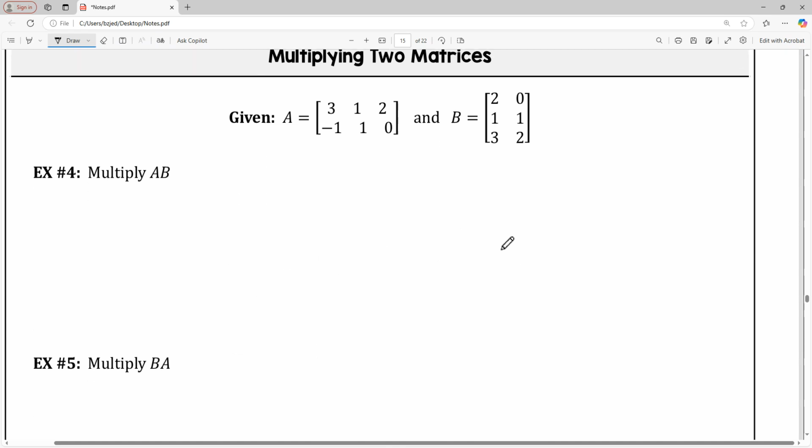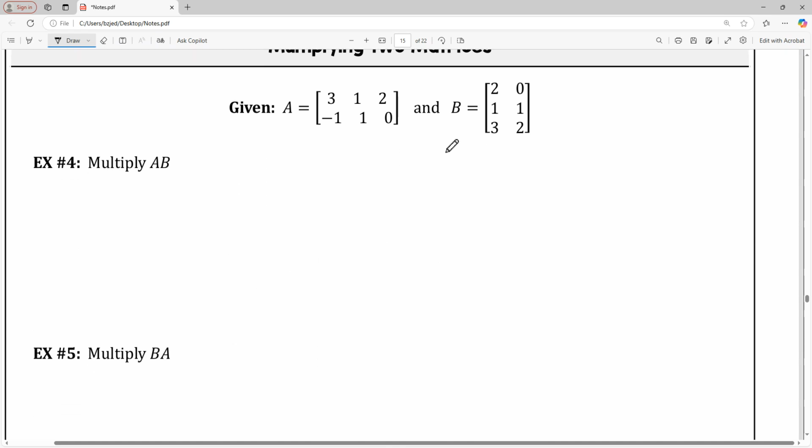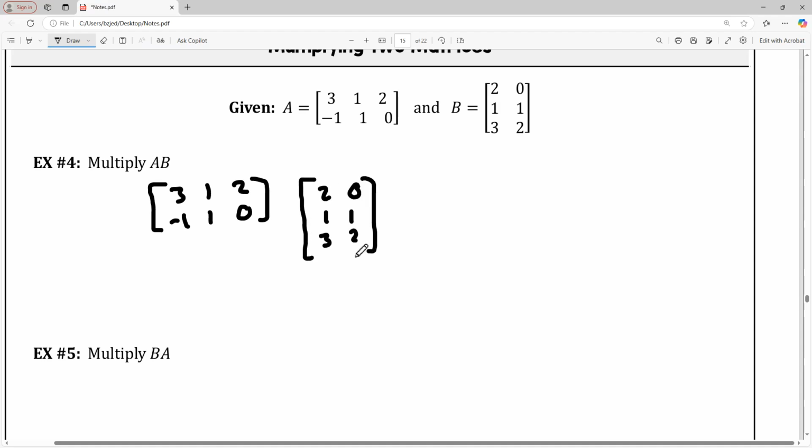Let's try another one. Let's say I gave you the matrix A, which is 3, 1, 2, negative 1, 1, 0, and B, which is 2, 0, 1, 1, 3, 2. And I want to multiply A times B. So I'm going to take my matrix A, which is 3, 1, 2, negative 1, 1, 0, and multiply that by matrix B. The first thing I ask myself is, can I even multiply these together? A is 2 rows by 3 columns, so this is a 2 by 3. And B is 3 rows by 2 columns, so this is a 3 by 2.